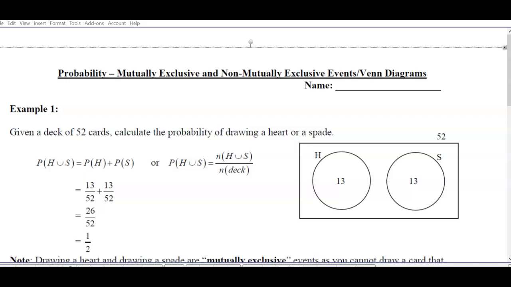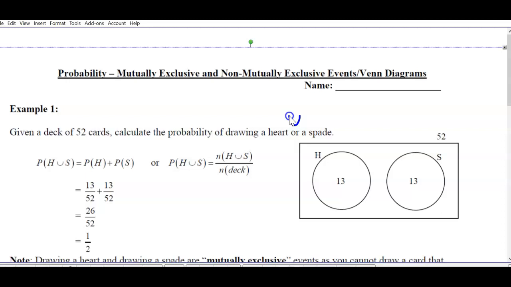So given a deck of 52 cards, calculate the probability of drawing a heart or a spade. So remember, or is the union symbol. So that's probability of heart or spade. Okay. You can find it by adding the probabilities of each together if they are mutually exclusive. Okay. So can you have a heart that is a spade? No. Okay, so that's why these are separated.